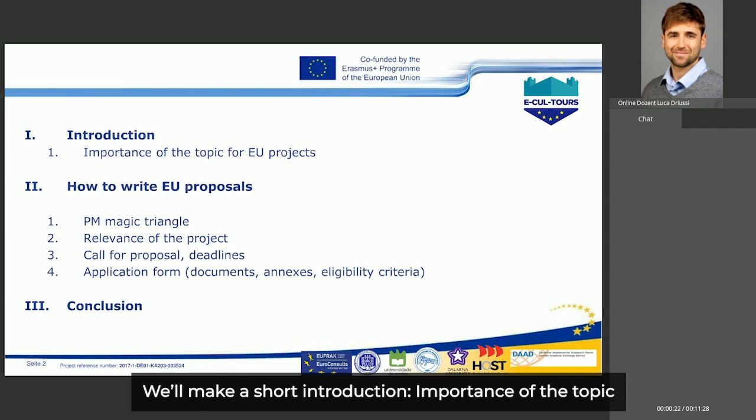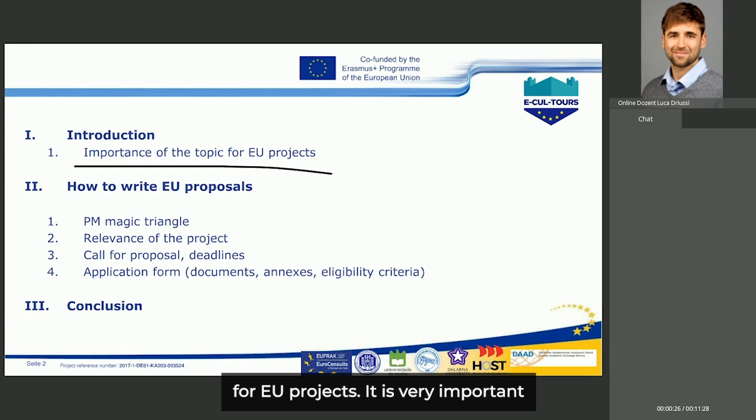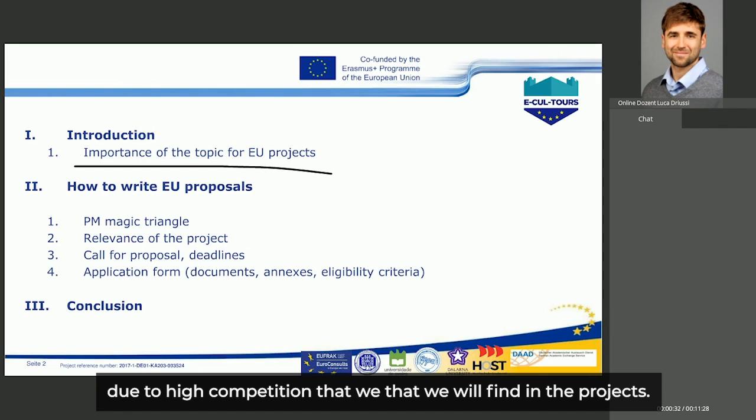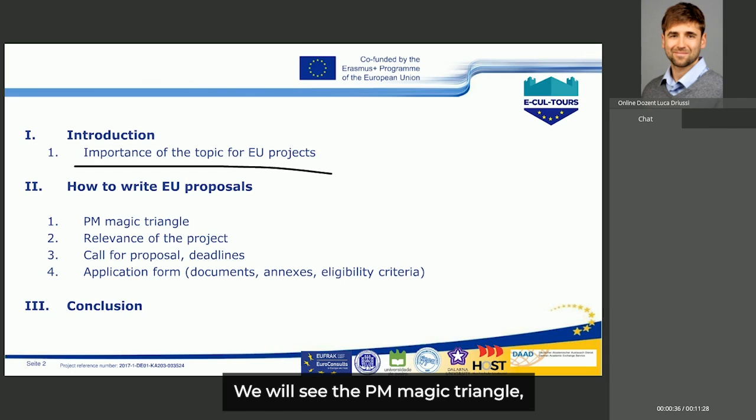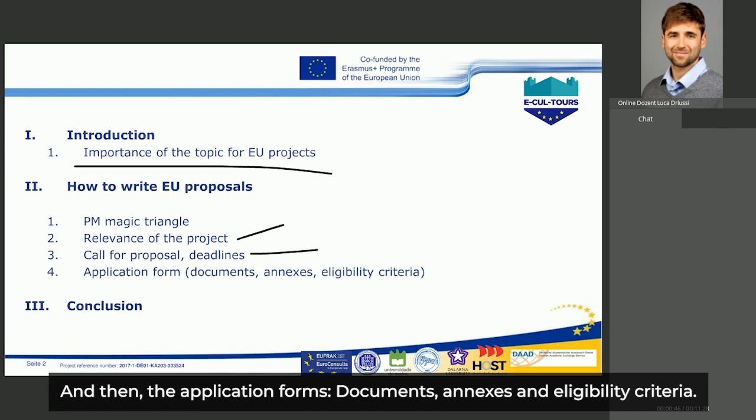We will make a short introduction, the importance of the topic for EU projects. This is very important to know to write European projects well, due to the high competition that we will find within the projects. We will see the PM magic triangle, the project management magic triangle. Have a look at the relevance of the project, call for proposal and the deadlines, and then the application forms, documents, annexes, eligibility criteria.